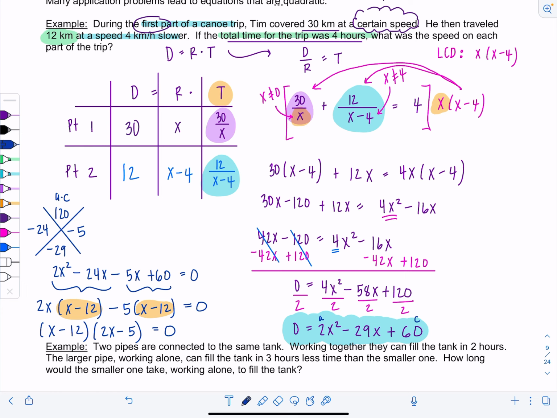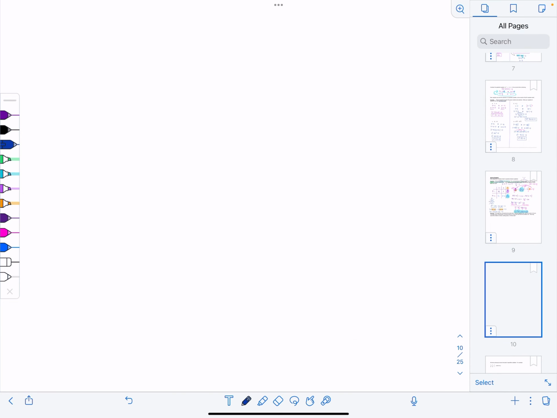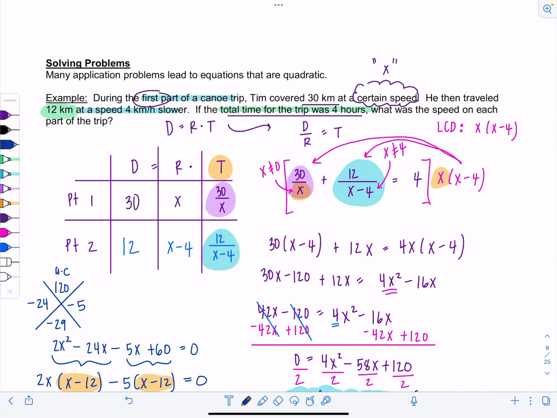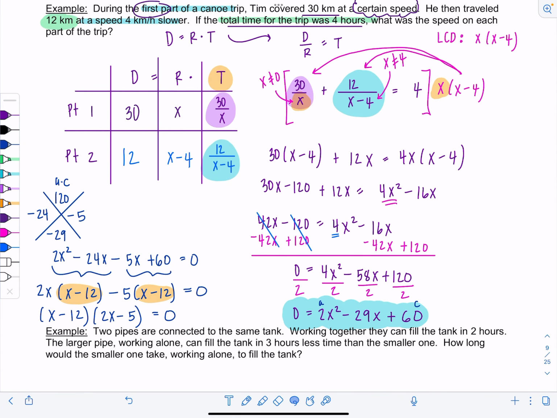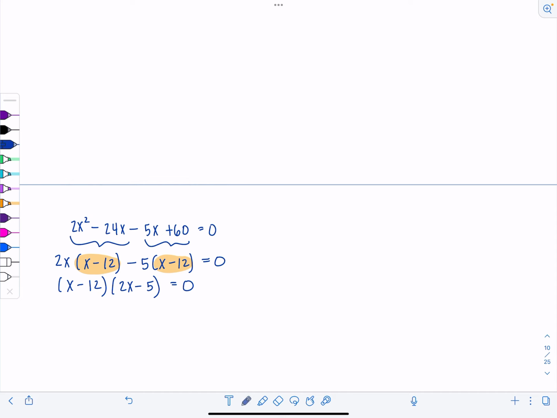Okay, now from here, I need more space. It is what it is. Okay, so from here, let me copy all of this and let's go down here. We'll return momentarily. From here, you're going to use the zero product property, set each factor equal to 0, and then solve for x. So x is either 12 or x is 5/2.